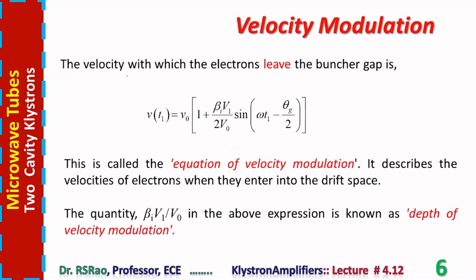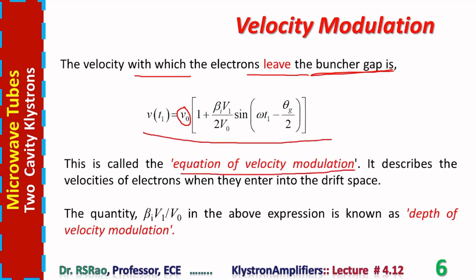Now, the velocity with which electrons leave the buncher gap. Note, all electrons enter the grid gap with one velocity. That velocity is indicated by V0. But different electrons leave the buncher gap with different velocities. An expression for the velocities of electrons leaving the buncher gap can be derived. That expression appears like this. This expression is called the equation of velocity modulation.